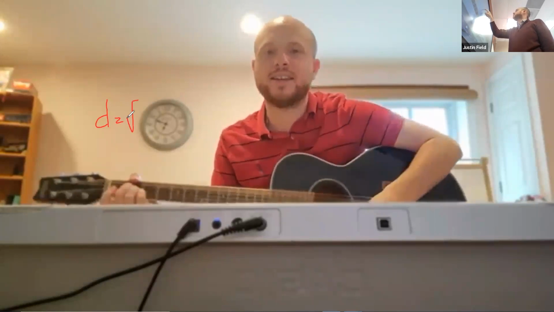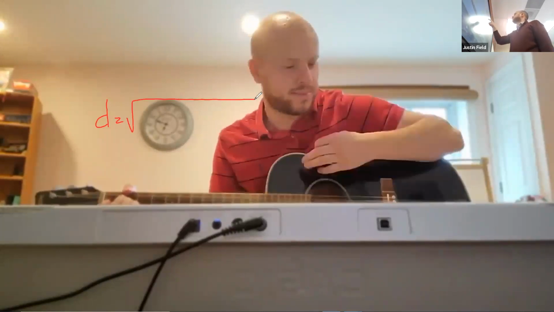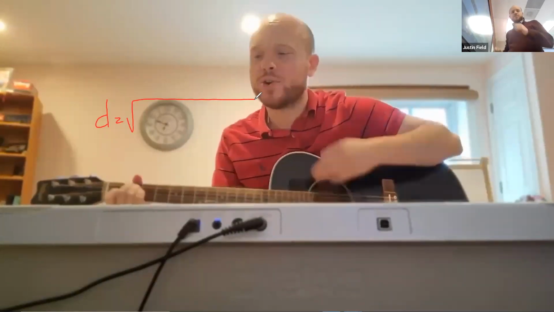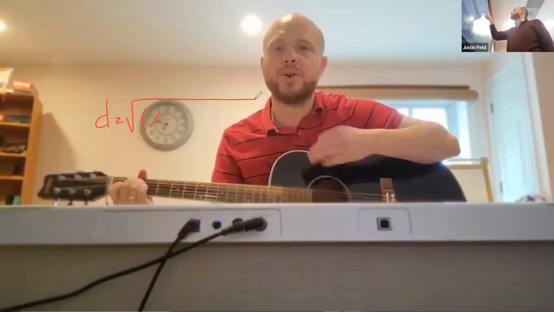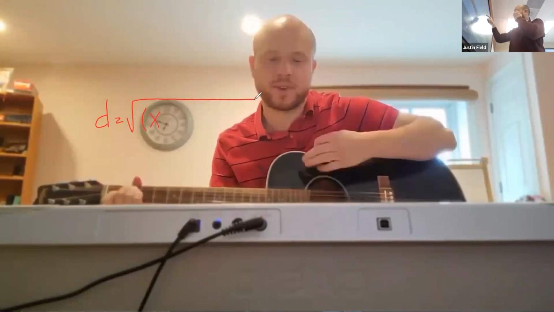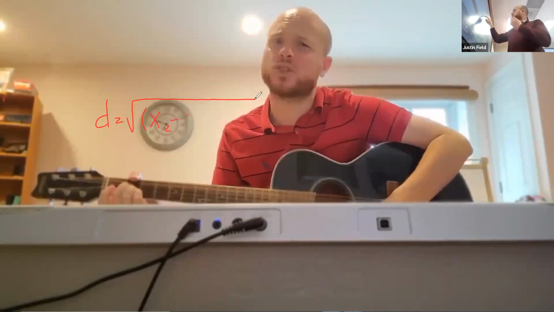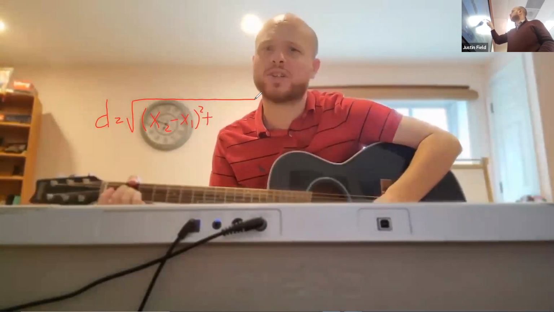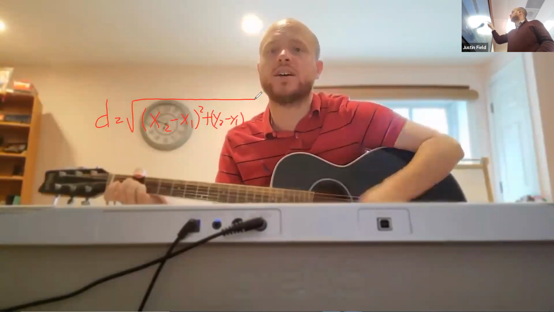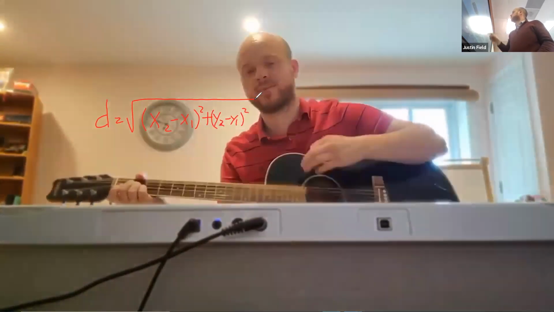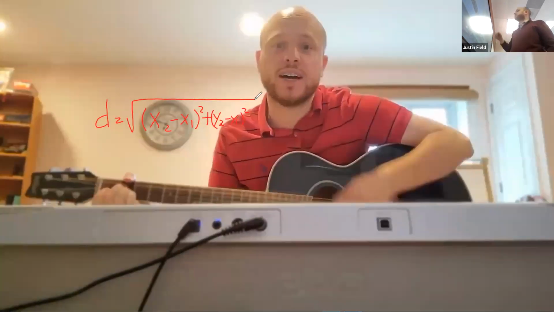Find the distance. Take the root of x2 minus x1 squared plus y2 minus y1 squared. Then you're done.